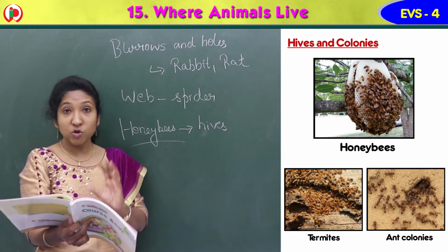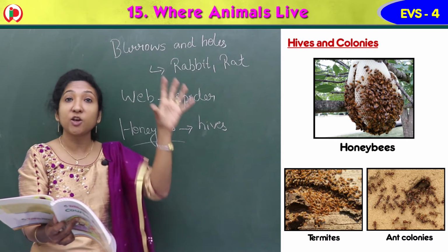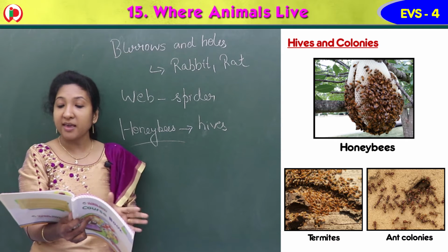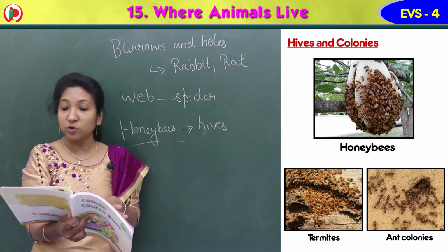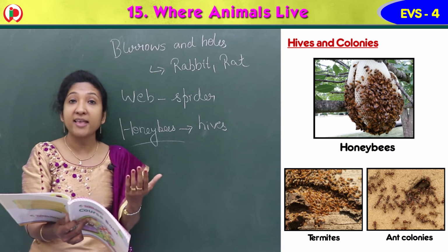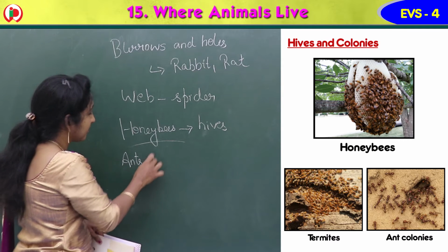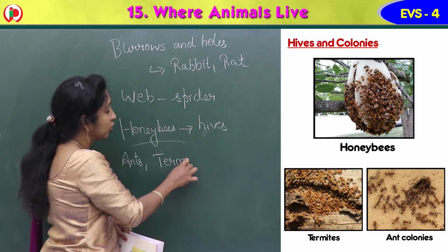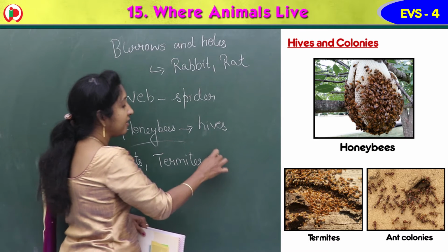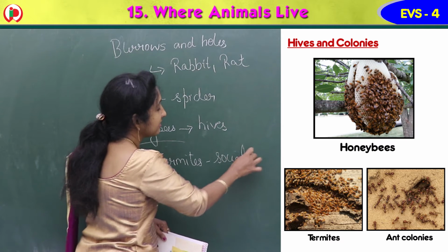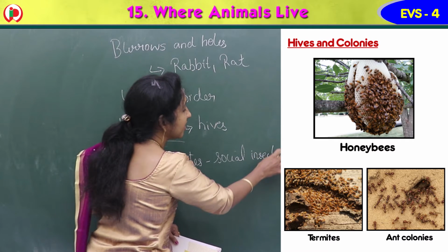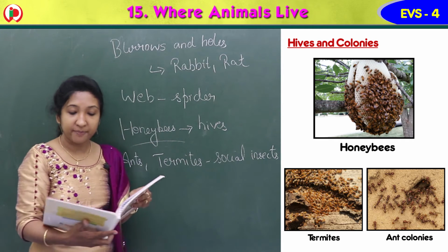They are called social insects because they are living in a group, isn't it? So termites and ants that live in large groups called colonies are known as social insects. Ants, termites, they live in groups. That's why they are called social insects, because they are living in a group, or colonies, we say.